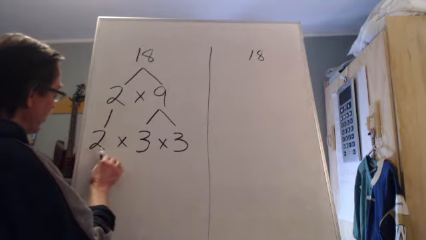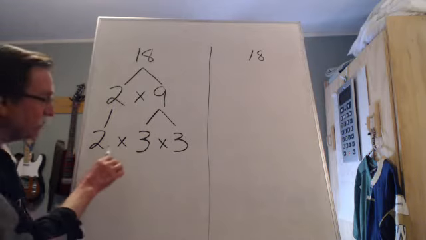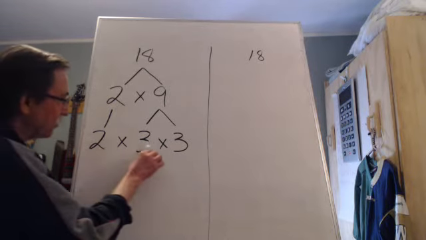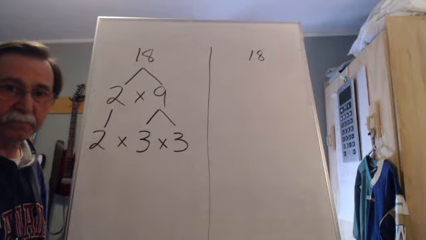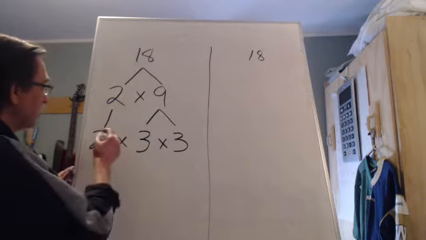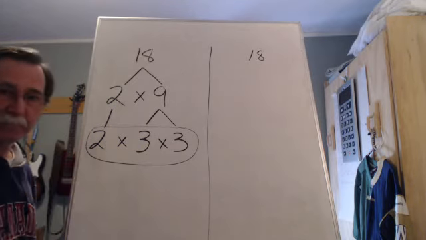And every number on the last row is a prime number. Once you have the last row and everything on that row is a prime number, you're done. All right, so I would say this is a good answer right there.